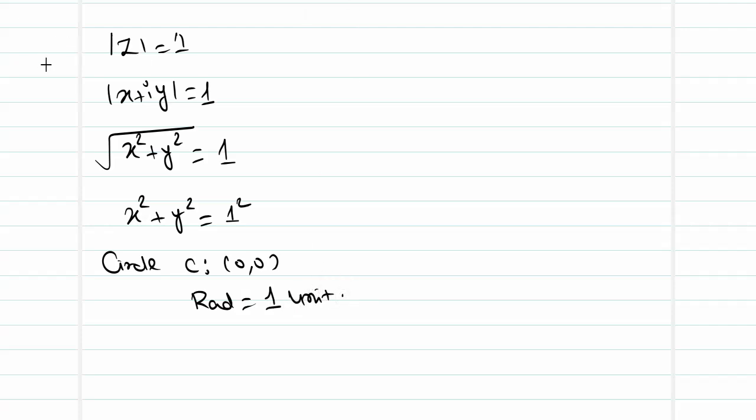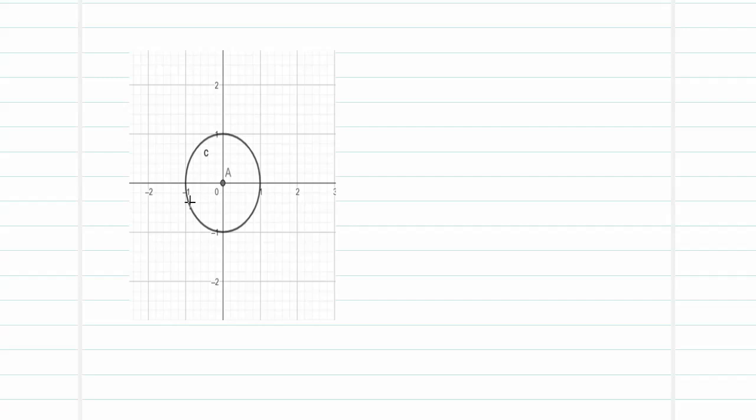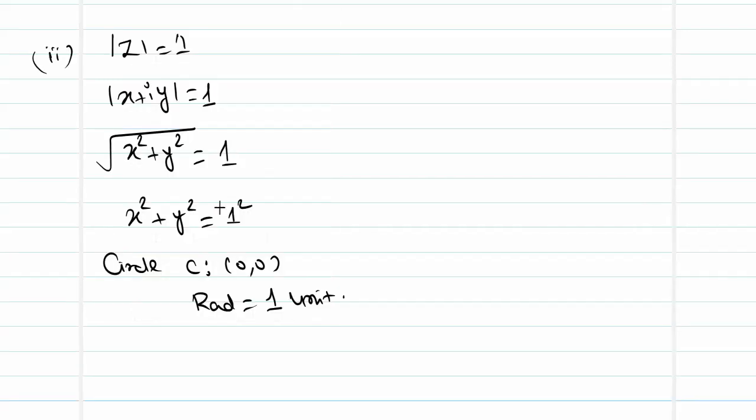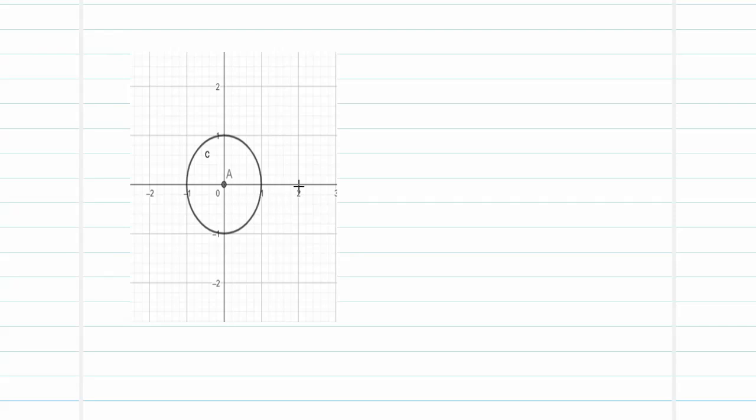After identifying the boundary in step 2, plot your boundary. Keeping my center as 0, 0 and radius equal to 1 unit, I have drawn my boundary.